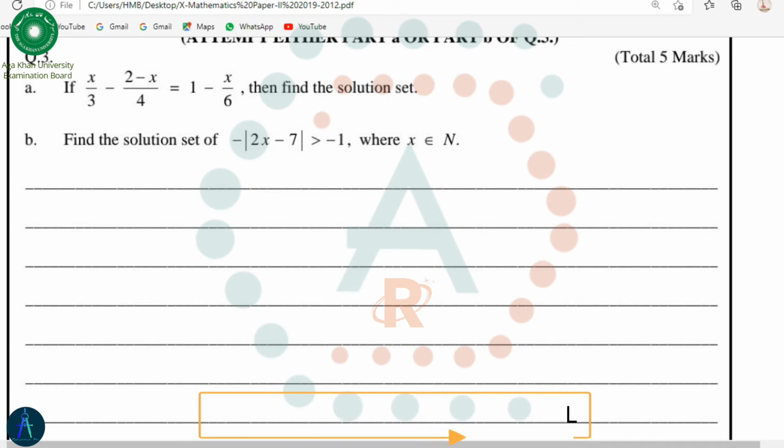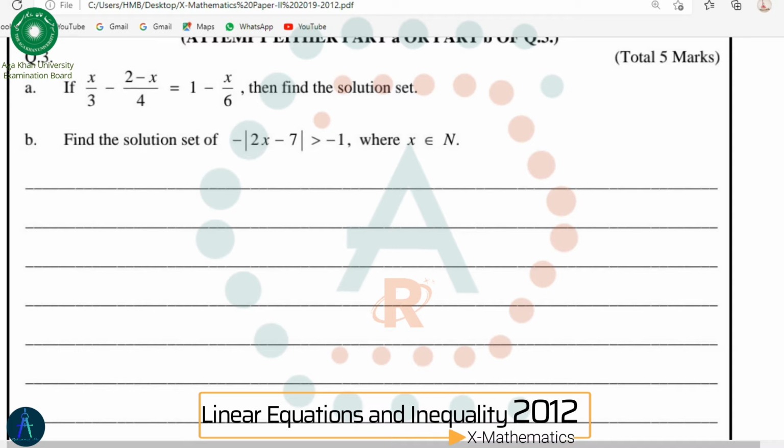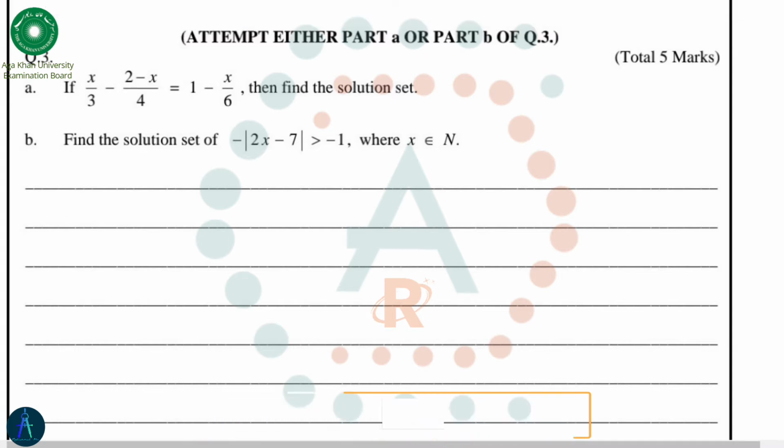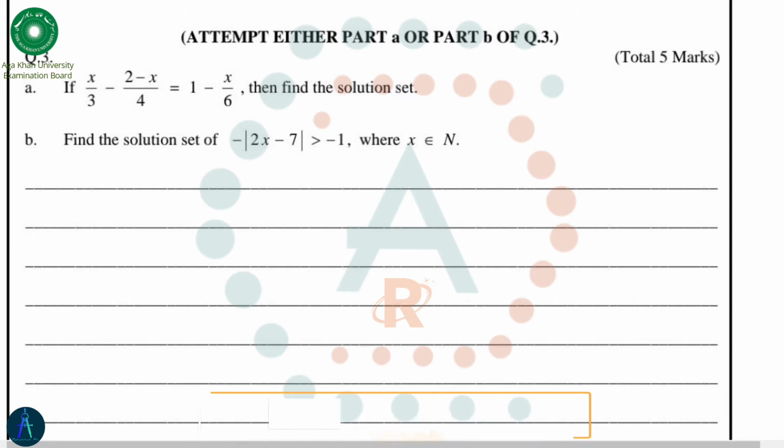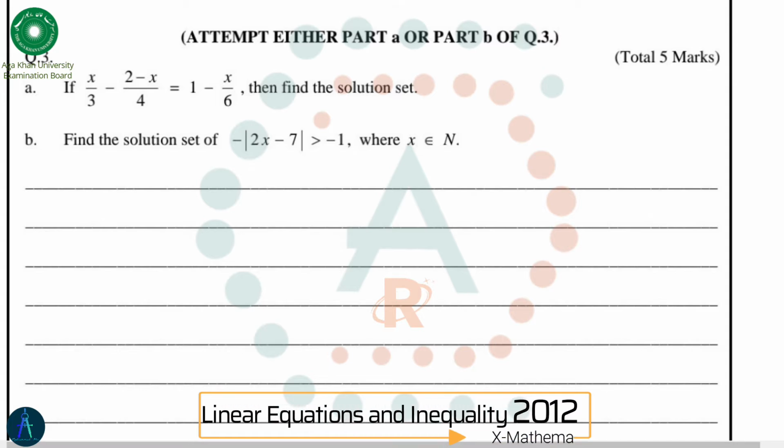Hey, hello and welcome to another video, and in this video we are going to solve the AKVB past papers of class 10th mathematics. In this video we are going to solve the question that is from linear equation and inequality. We are going to solve the question from the past paper 2012, and we know that we have got two questions from this chapter and we have to attempt one. So first of all, let's solve part A of this question.